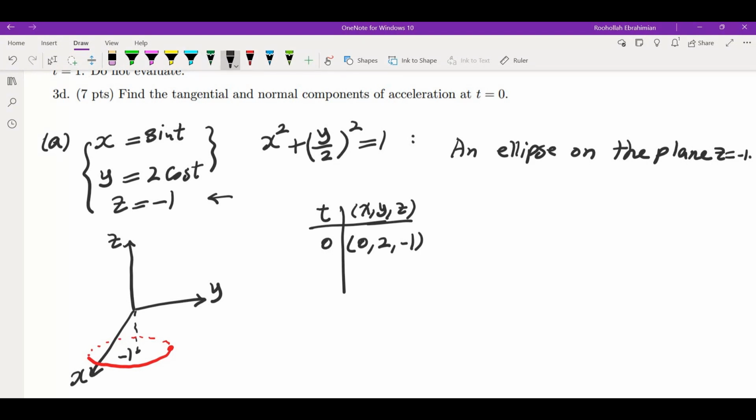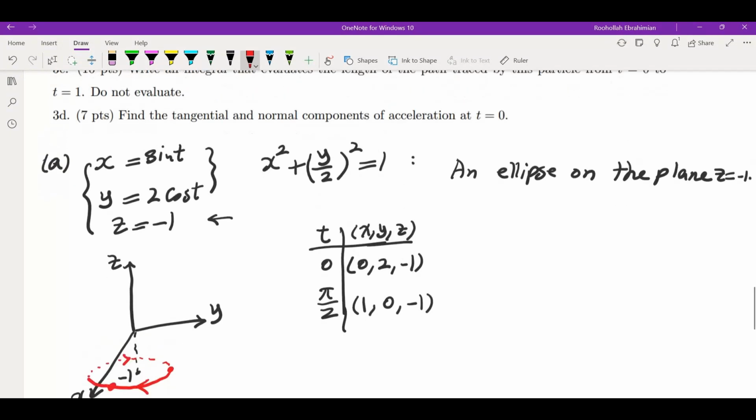Now let's plug in t equals pi over 2. Pi over 2 gives us 1, 0, and -1. So 1, 0, -1 would be on this side, so here. So the way it is traversed is this way.